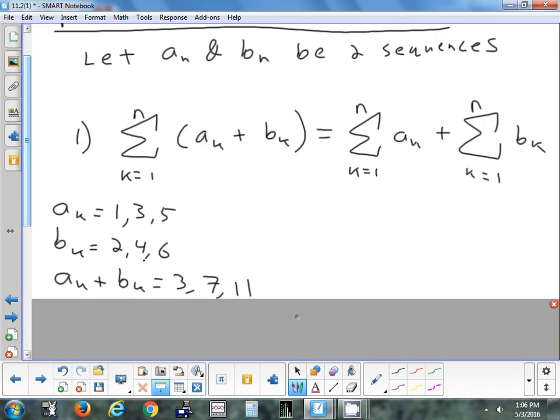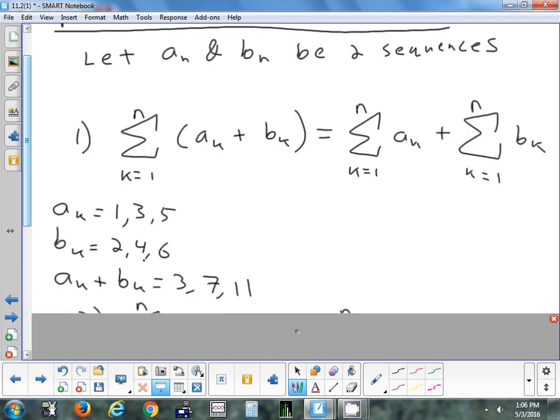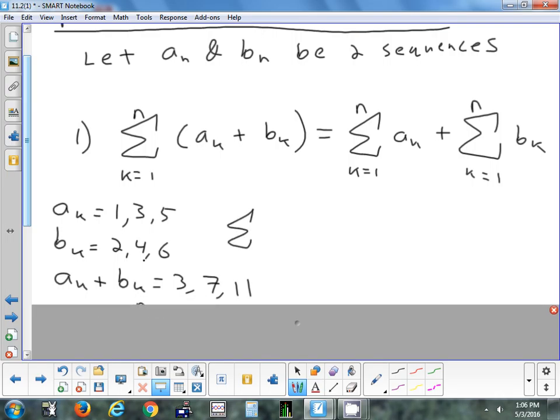Now, I'm going to add up all of that. Okay, so now I'll show you the sum of A sub k plus B sub k. What's 3 plus 7? 10. Plus 11? 21. So doing it the way on the left, you get 21.